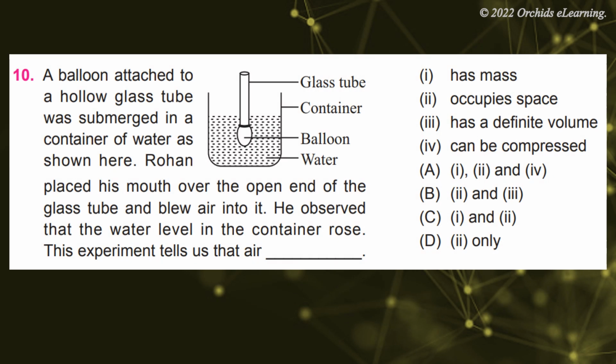A balloon attached to a hollow glass tube was submerged in a container of water as shown here. Rohan placed his mouth over the open end of the glass tube and blew air into it. This experiment tells us that air C. 1 and 2, that is, has mass and occupies space.